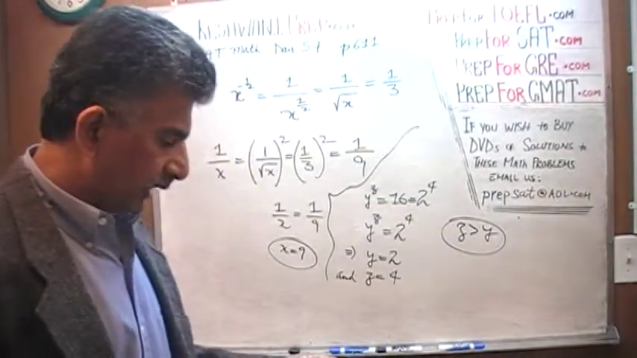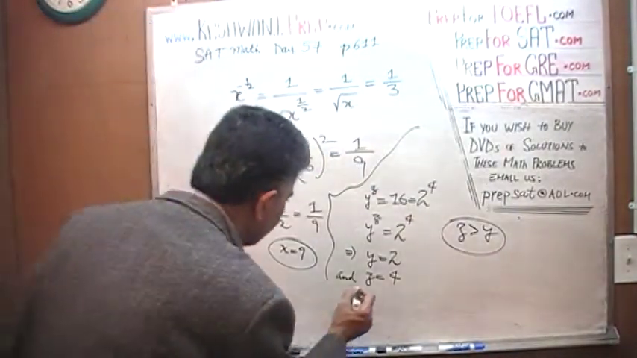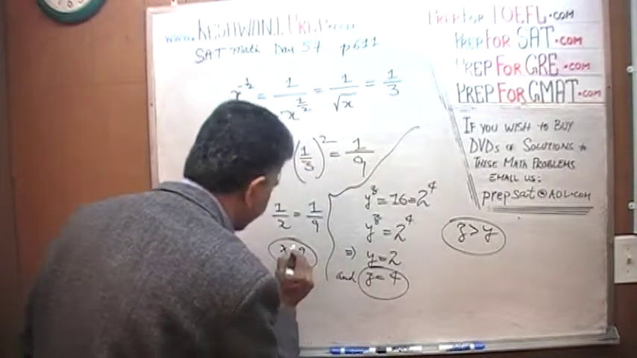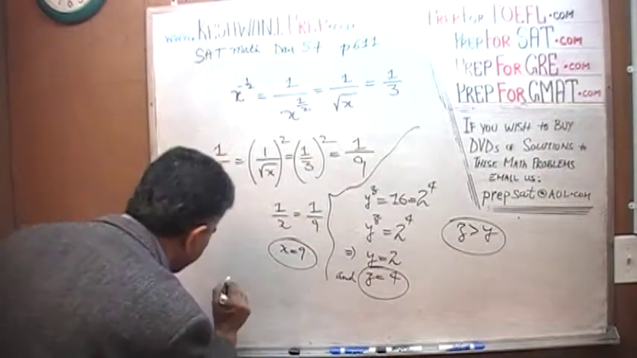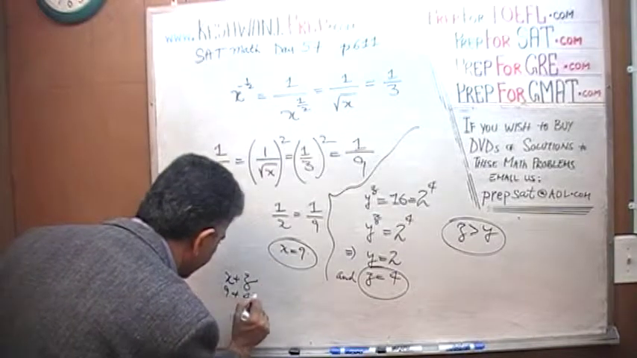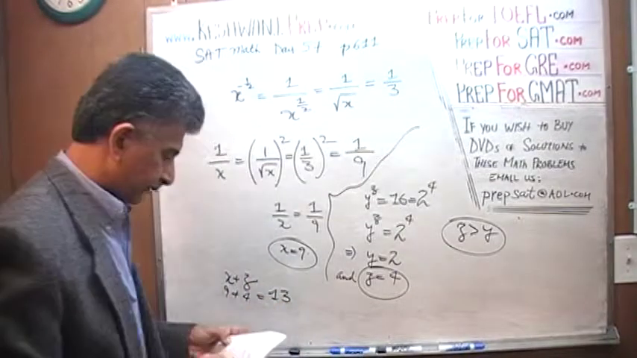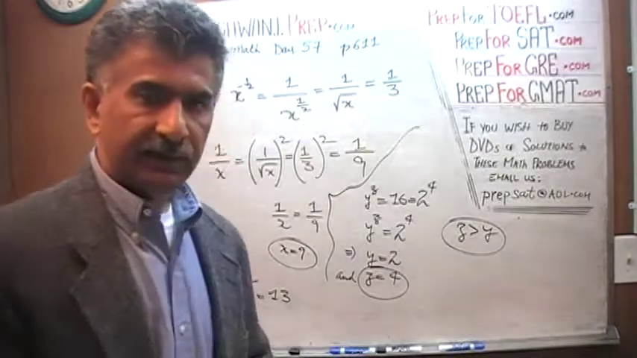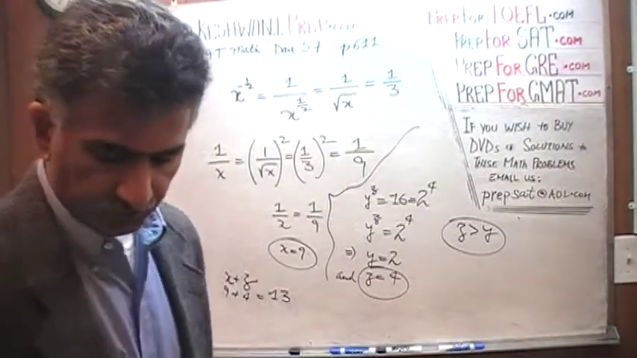The question is, how much is x plus z? Well, z is 4, we found, and x is 9, so x plus z would simply be 9 plus 4, or 13. The answer is D, as in David.